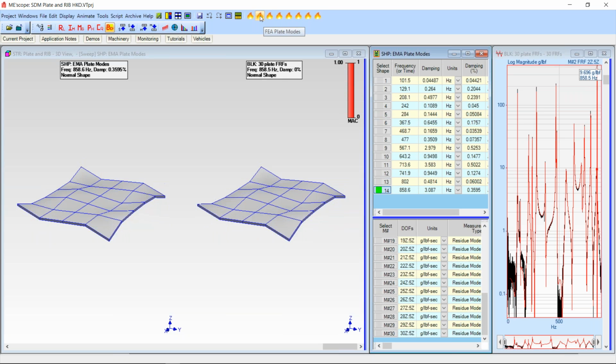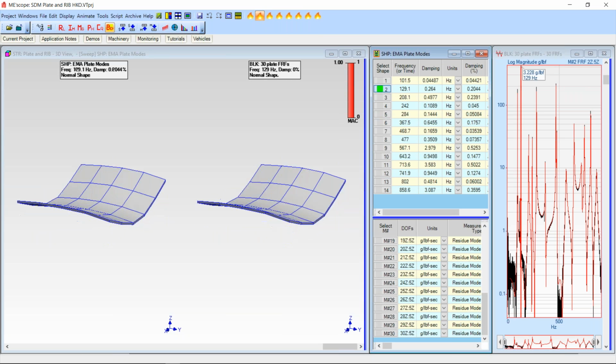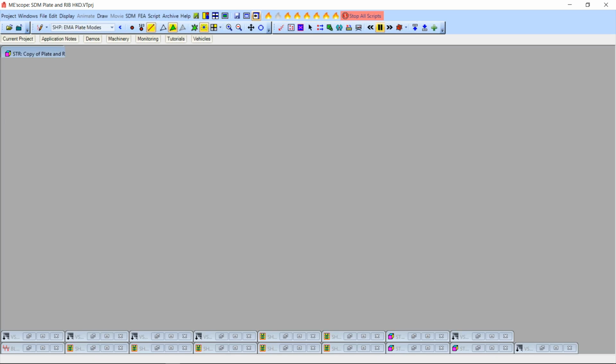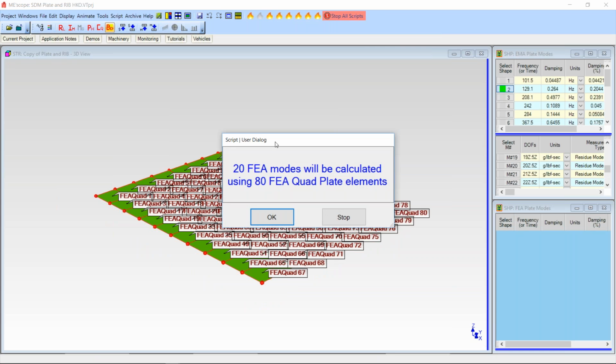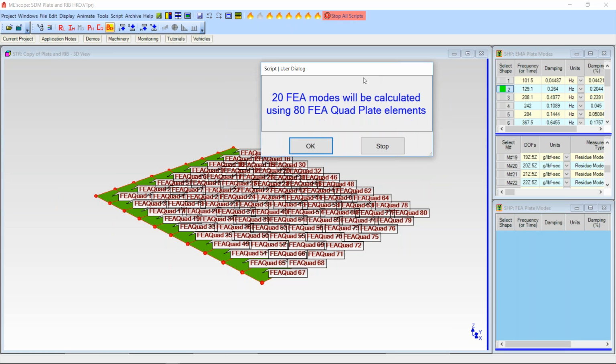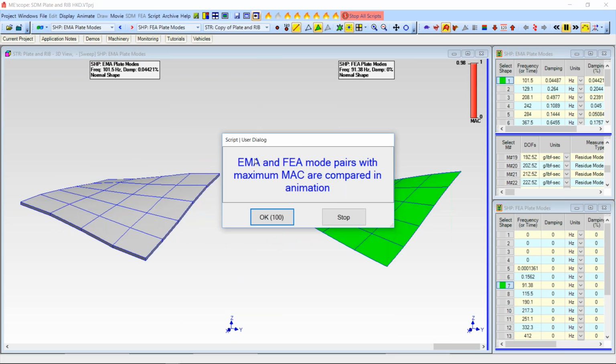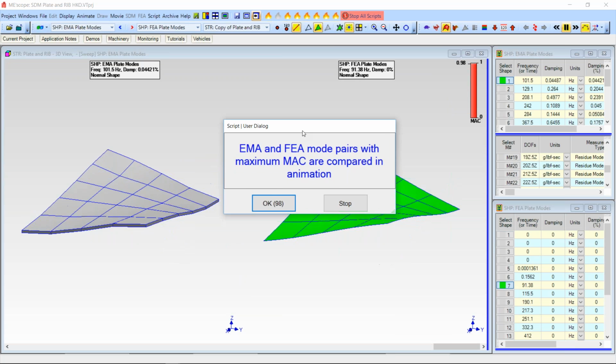I'm going to press the next hotkey, and that one says FEA plate modes. So now we're going to go through and actually solve for the FEA modes of this plate. Okay, it says 20 FEA modes will be calculated using 80 FEA quad plate elements. So here's a picture of the quad plate elements down here, and I have to dismiss this dialog box before it will continue, and Emiscope just solved, and it solved that quickly.